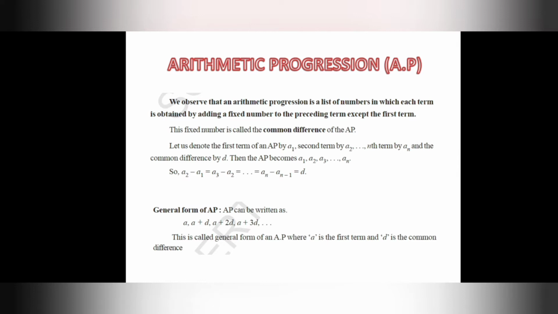So let's see the general form of arithmetic progression. Arithmetic progression is a list of numbers in which each term is obtained by adding a fixed number to the preceding term except the first term. The first term is represented by A1, second by A2, nth term by An, and the general form can be written as A, A plus D, A plus 2D, A plus 3D, and so on.